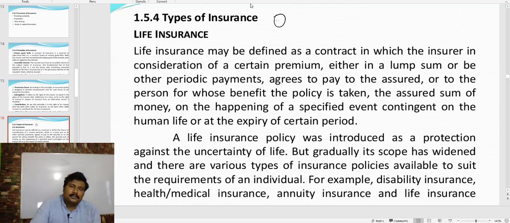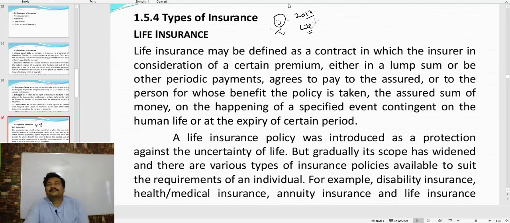Suppose Mr. Ram takes an insurance in 2017, LIC life insurance. LIC is not the only life insurance company, but LIC is a very famous government organization. Other companies like SBI Life Insurance, Reliance Life Insurance, so many life insurance companies are now running in the market. Out of the best, LIC. So 2017, LIC is there. Getting my point?